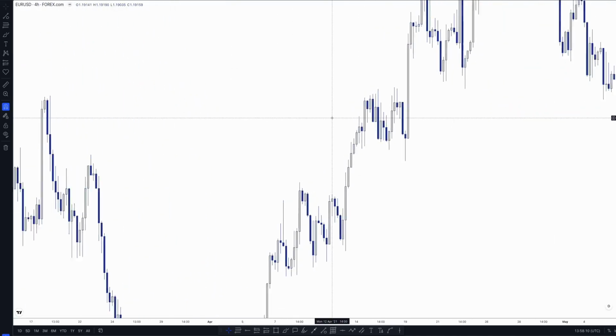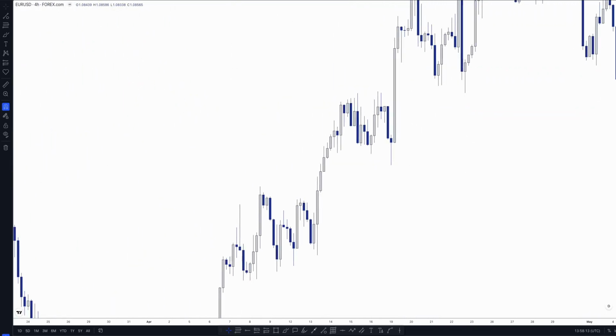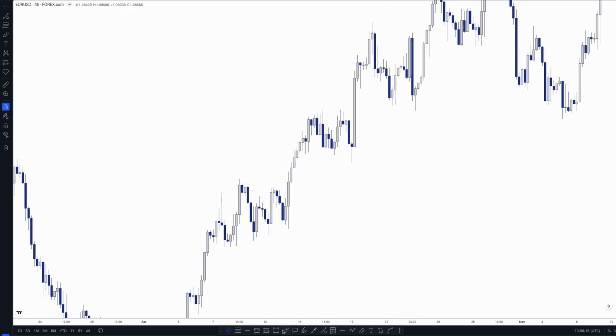Even on a more granular level, if you really zoom into price, let's take a look. What do we get? Or even down here, right? We get that ascending trend line, people buying that trend line high, and then we get liquidity resting below that.